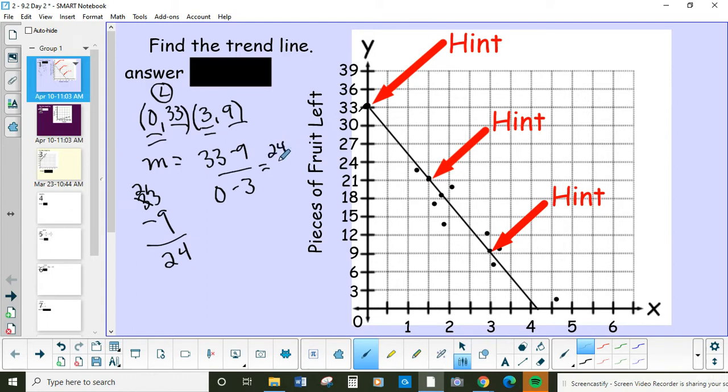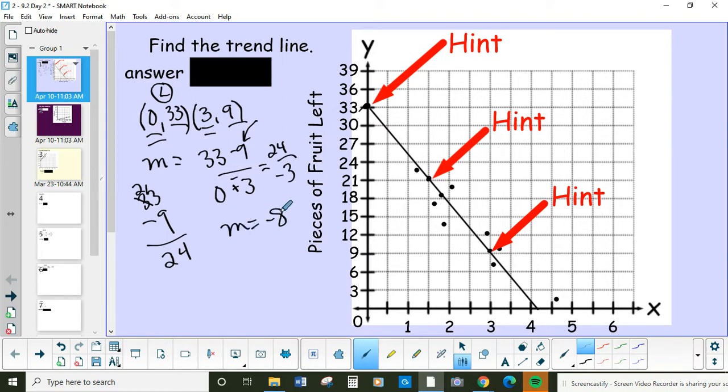And the quick way to do that in your head, right? If it's 33 take away 10, it would be 23, but we didn't quite take away 10, so we add one more on, that's how we get 24. Now, add the opposite here. 0 take away 3, there are more negatives than positives, so I get a slope of negative 8.